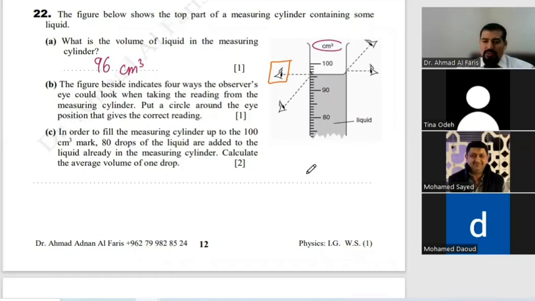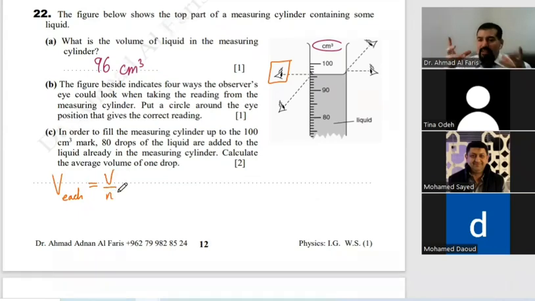Unfortunately, a lot of students say 100 divided by 80, that's it. Or they say, how much is the difference? We have 80 drops, and the difference here is 100 minus 96, so the volume is not like this. It's not like this. You are smart, you have to have a logical formula in your brain. So the volume for each is equal to the volume divided by their number.